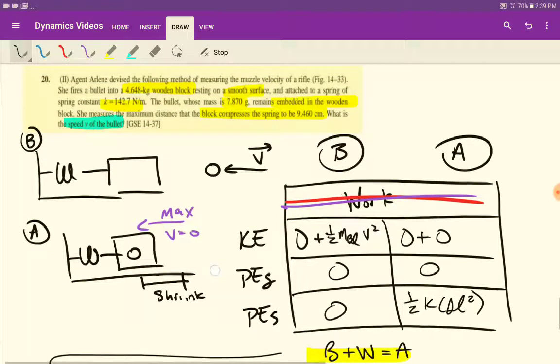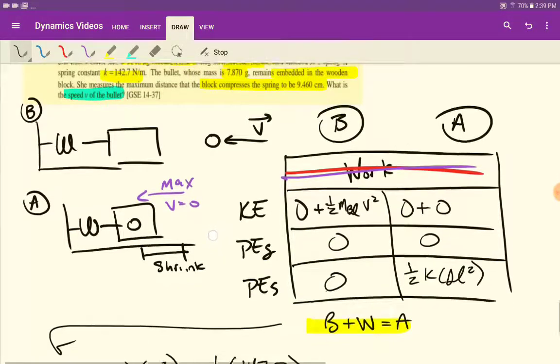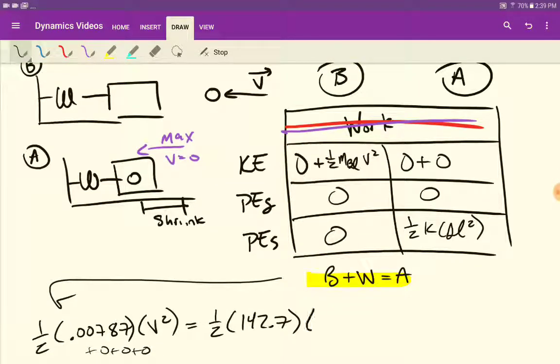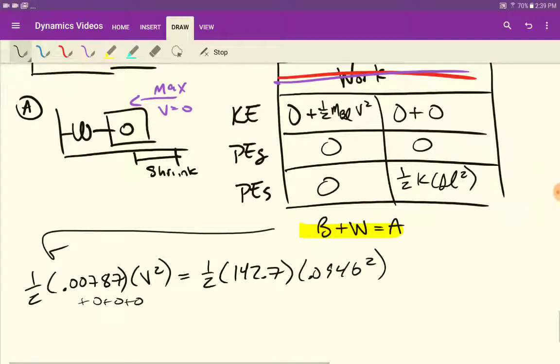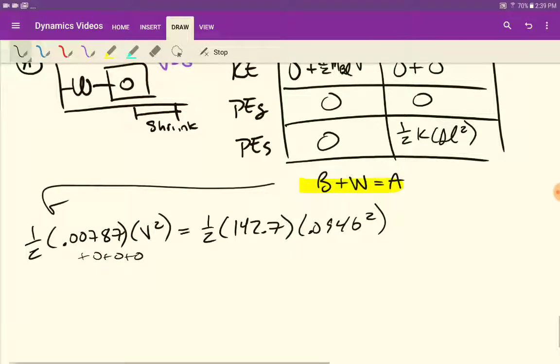I know that this spring is going to stretch 9.46 centimeters, which is going to be written as 0.0946, because remember, you've got to convert to meters and you square it. Okay, that's not much at all. That is nothing. So this velocity is going to be based on very small energy. All I have to do is solve it. Mind you, there is no gravity and there is no kinetic energy left.